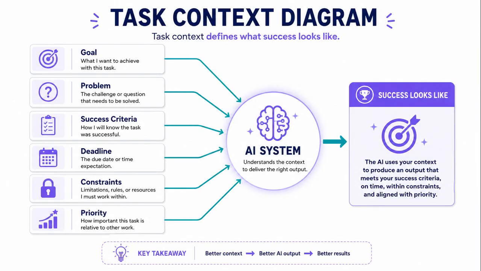Now let's look at task context. Task context explains what needs to be achieved. It includes the user's goal. It includes the problem statement. It includes success criteria. It may include deadlines, constraints, and business priorities. A vague task creates a vague answer. A clear task helps the model focus. Good task context reduces guessing.